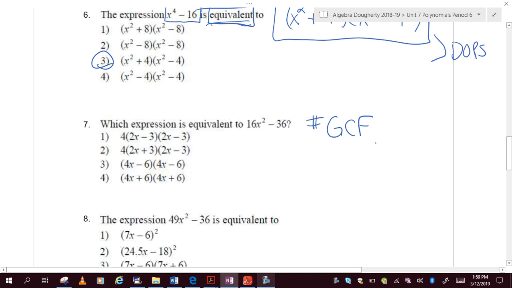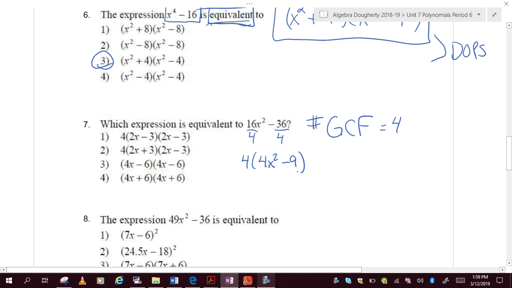GCF of 16x squared minus 36x, minus 36 is just 4. So I'll divide by 4 and get 4 times 4x squared minus 9.